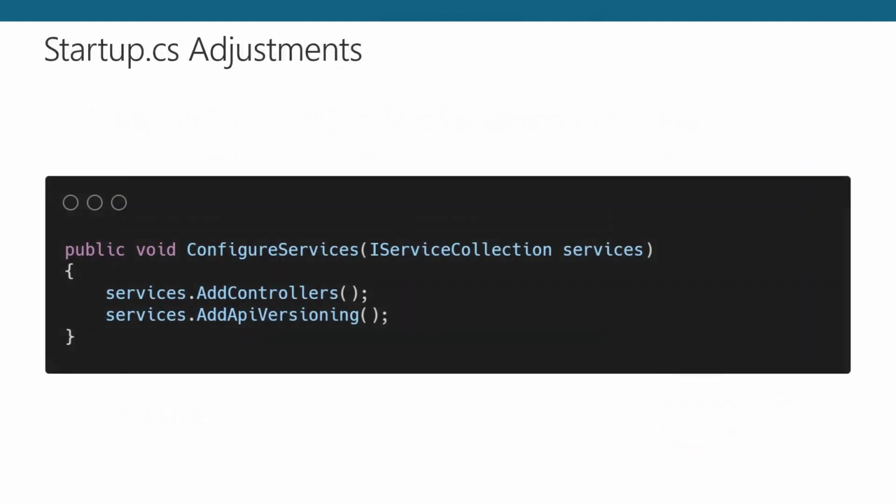Adding API versioning starts in our Startup.cs, where we'll add services.AddApiVersioning to our ConfigureServices method. And there are two overloads of this. First is the default, and the second is where you're able to configure some of the options yourself. We'll talk through a couple of the things that you might want to override.